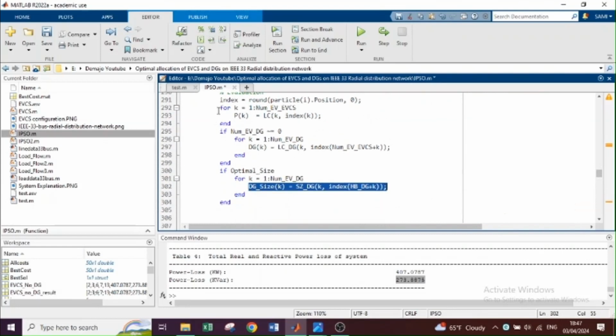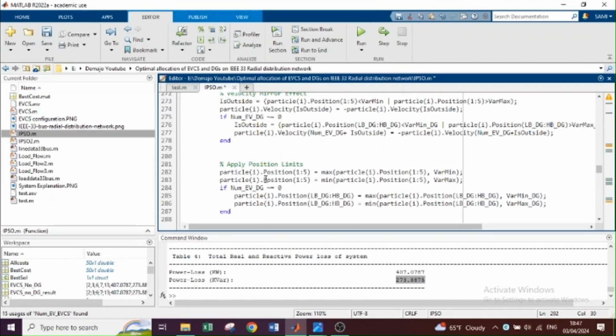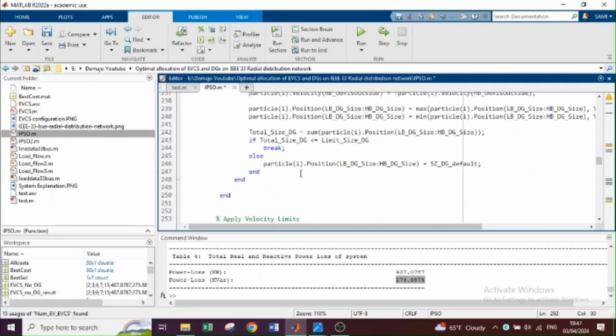In here we can see how the DG size is being determined and selected, and all this part that you can see is basically written for the DG size and location.